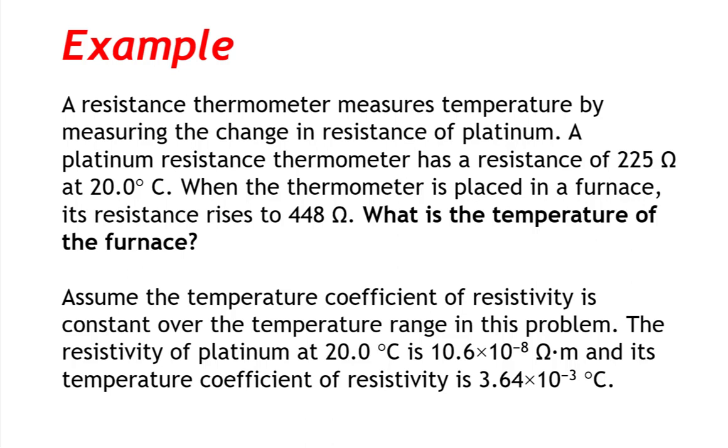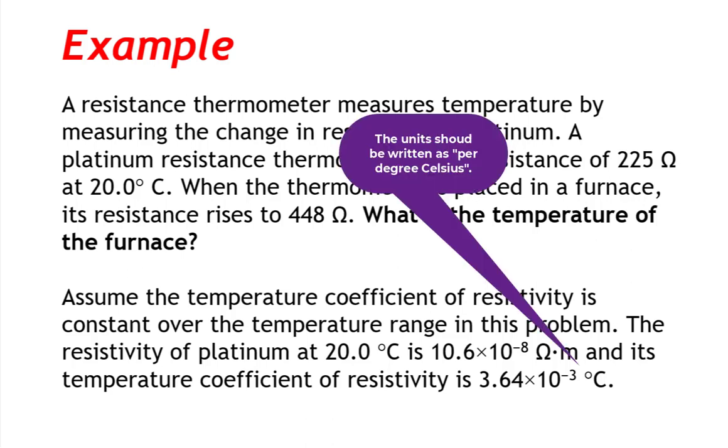Assume the temperature coefficient of resistivity is constant over the temperature range in this problem. The resistivity of platinum at 20.0 degrees Celsius is 10.6 times 10 to the minus 8 ohm meters, and its temperature coefficient of resistivity is 3.64 times 10 to the minus 3rd per degrees Celsius.